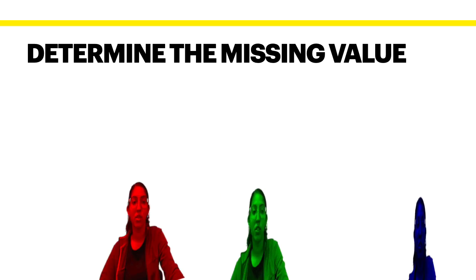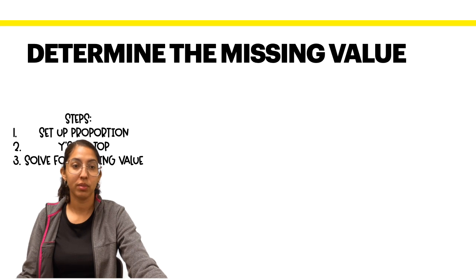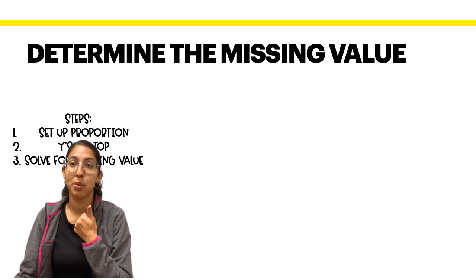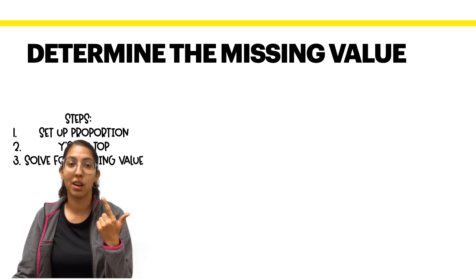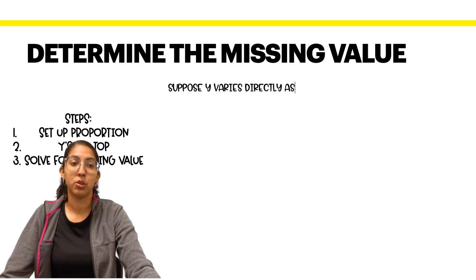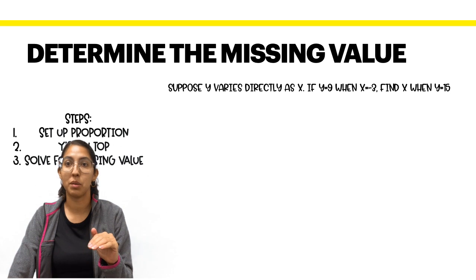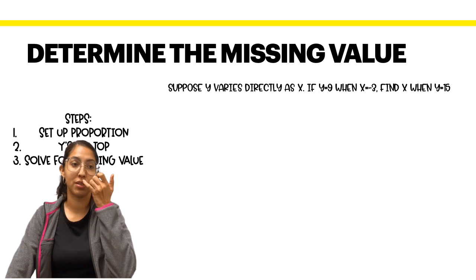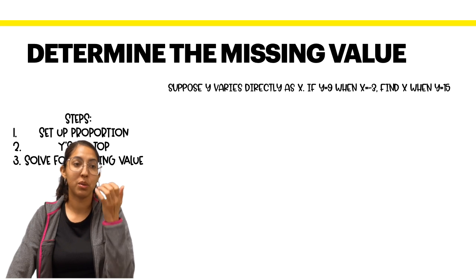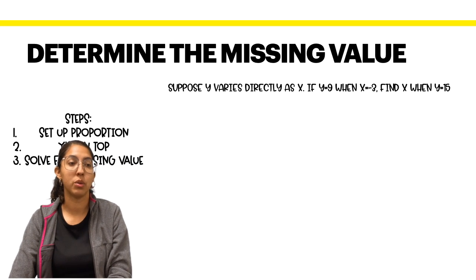So with direct variation, you have to determine the missing value. So our steps: we need to set up a proportion. The y's are always on top, and we need to solve for the missing value. So suppose y varies directly as x. This is exactly how the questions are always going to be written. Suppose y varies directly as x. If y equals 9 when x equals negative 3, find x when y equals 15.